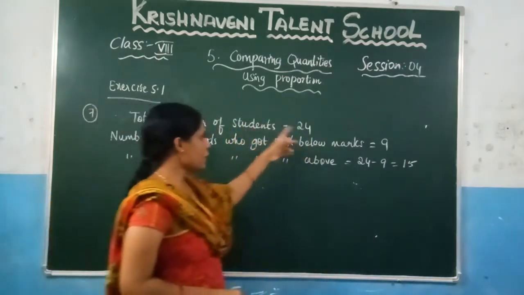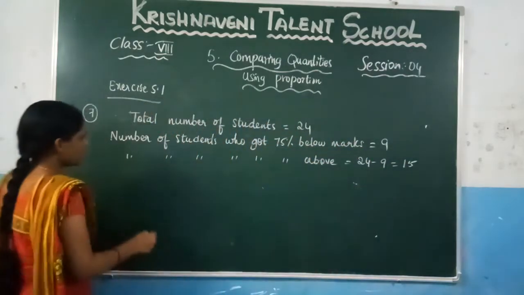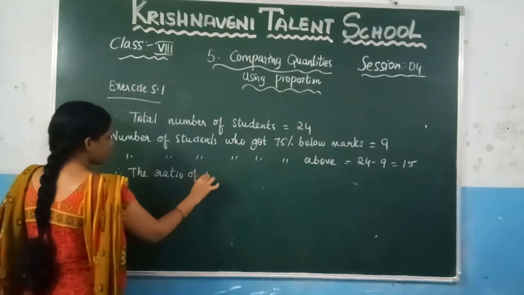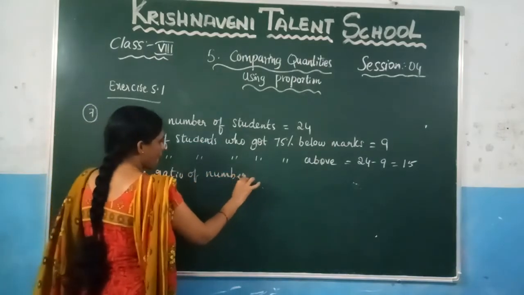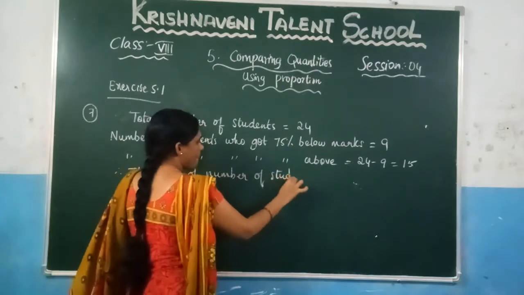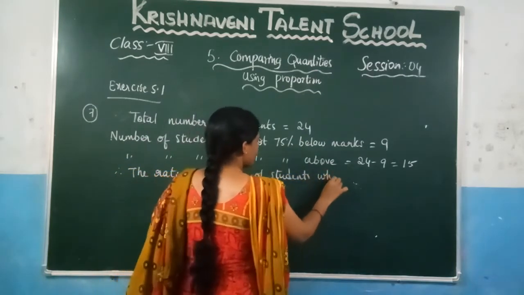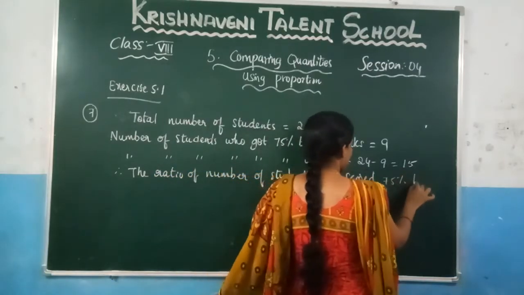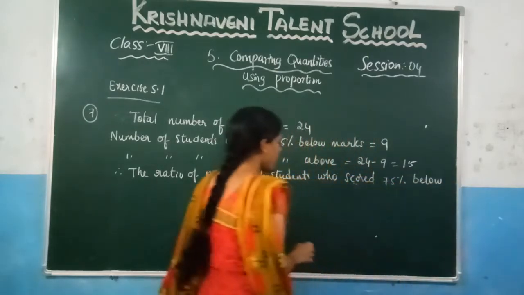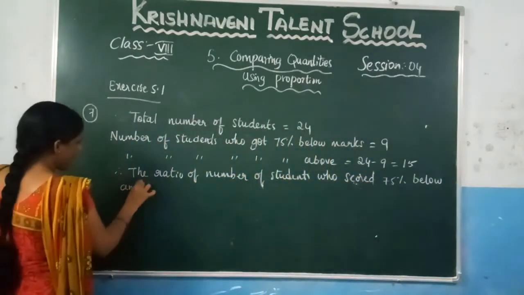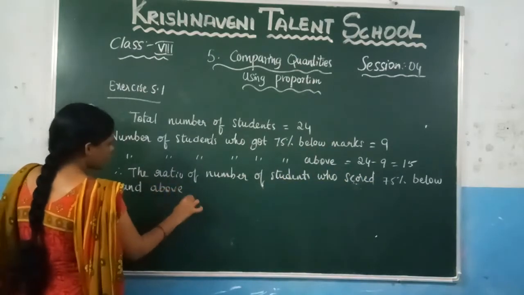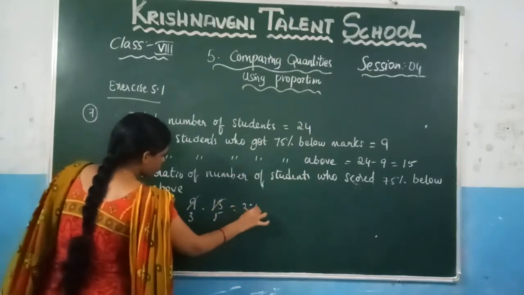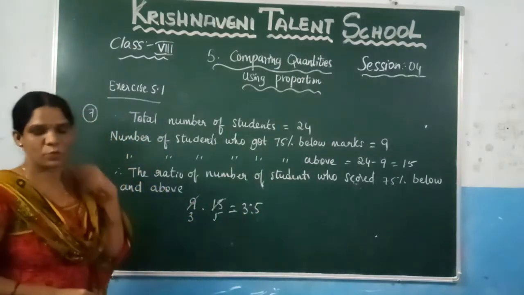Now you need to find the ratio of these two quantities. So therefore the ratio of number of students who scored 75% below and above are, how many students are there, which is 9:15. After simplification you will get this value as 3:5. This is the problem. Now see the next problem.